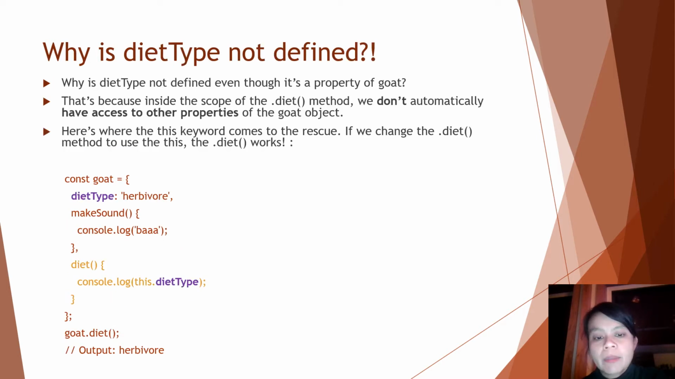So why is diet type not defined, even though it's a property of goat? That's because inside the scope of the diet method, we don't automatically have access to other properties. We don't have access to properties that are not inside this method. That's where the keyword this comes to the rescue. If we change the diet method to use the keyword this, then this method is going to work. If we say this.diet type, then it's going to print out what we expect, which is herbivore.